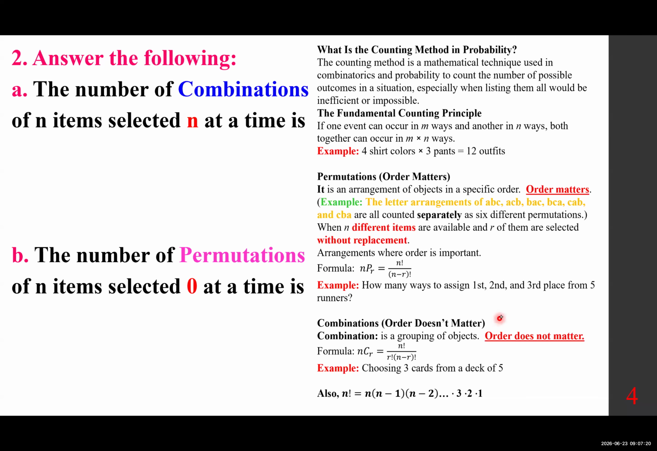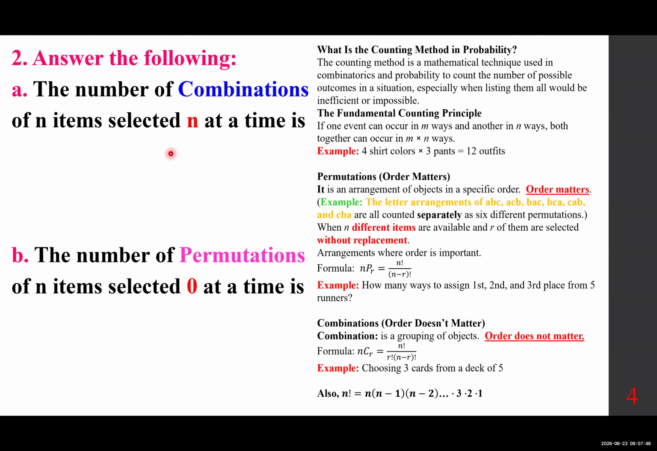Combination: order doesn't matter. A combination is a grouping of objects. Formula nCr: n factorial over r factorial times n minus r factorial. Example: choosing 3 cards from a deck of 5. And also, n factorial is n times n minus 1, n minus 2, all the way to 1. That's the idea behind n factorial.